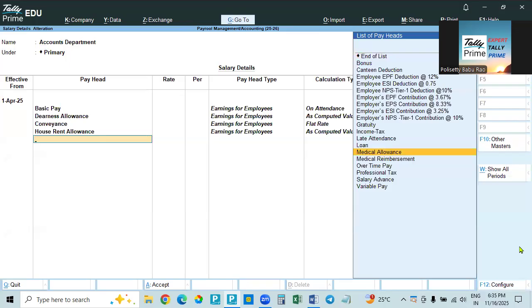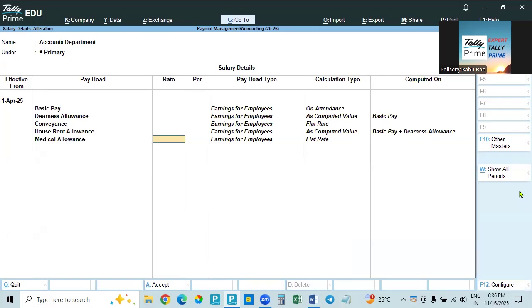Then medical allowance you will take up if it is there. If there is medical allowance or medical reimbursement, only one will be there. Medical allowance means it will be paid every month. It will be regular income. Medical reimbursement is only once, sometimes only that will be allowed by the employer. So here this medical allowance will be paid at a flat rate. If there is reimbursement, there will be no allowance.